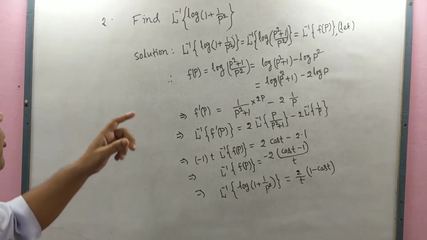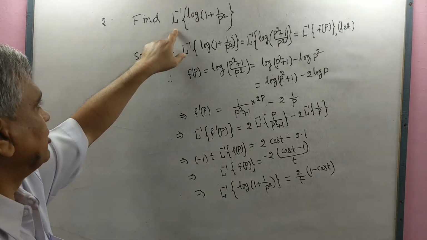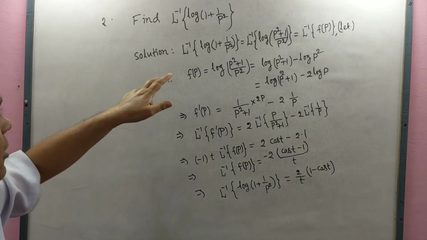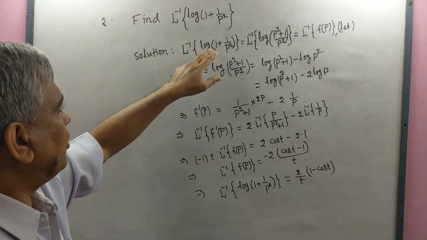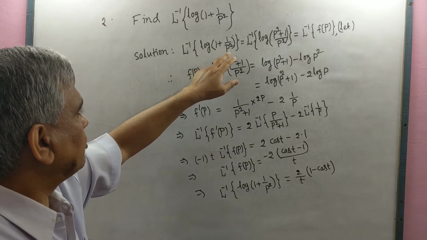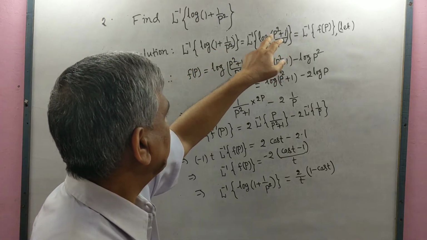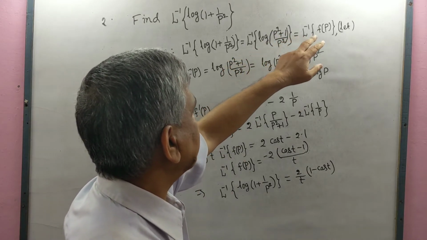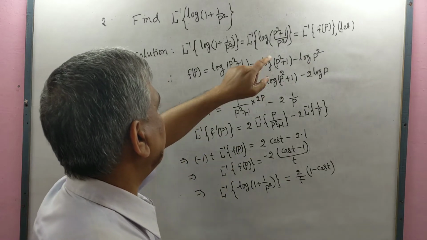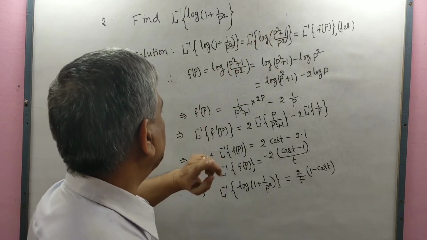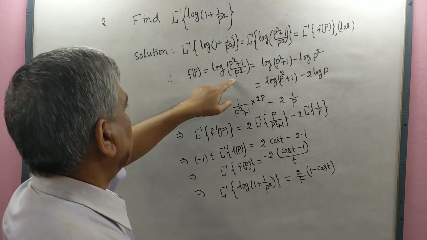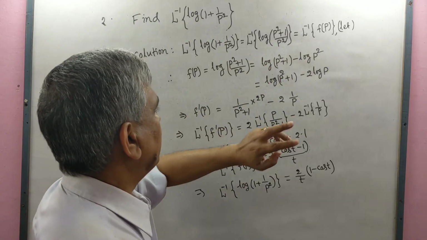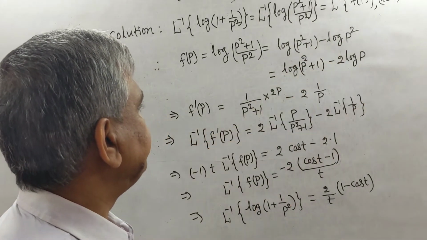Now we solve problem number 2. Find L inverse log (1 + 1/p square). Solution. Taking the LCM p square, we get (p square + 1)/p square. Let this be L inverse F(p), where F(p) is log (p square + 1)/p square. This equals log(p square + 1) minus log p square. Log p square is 2 log p.